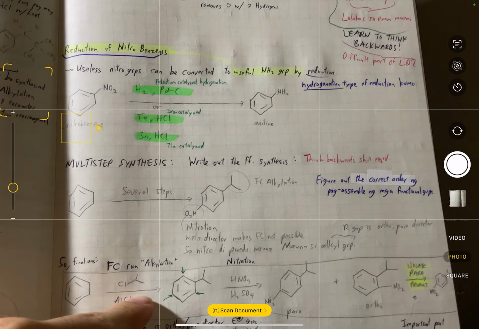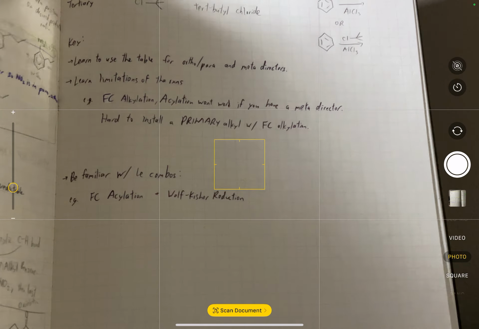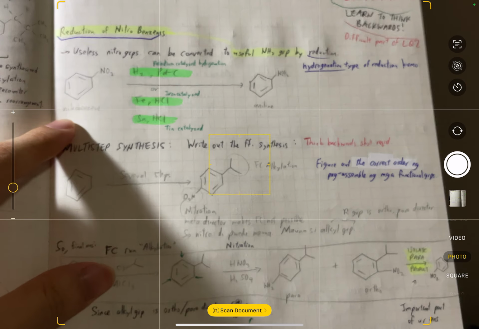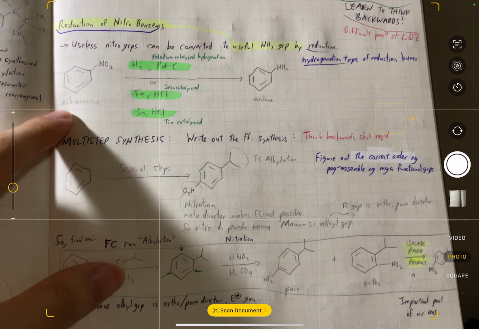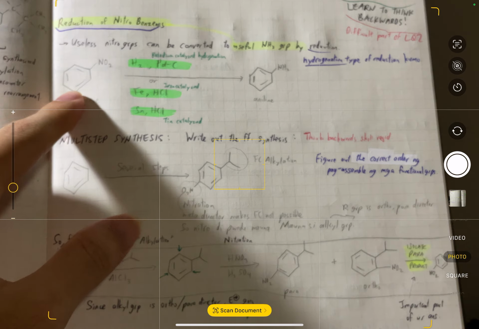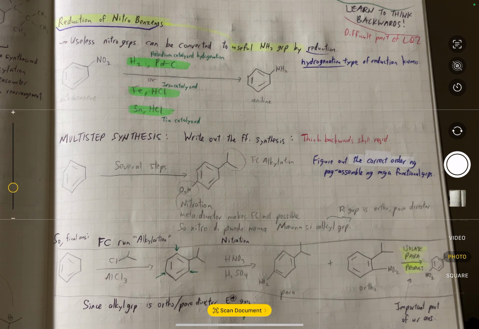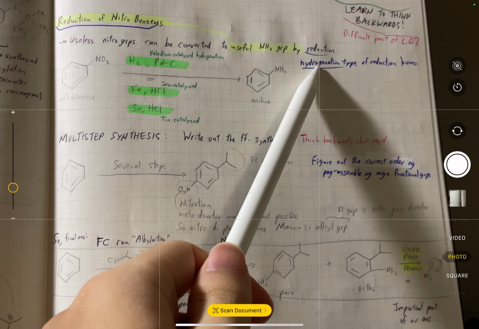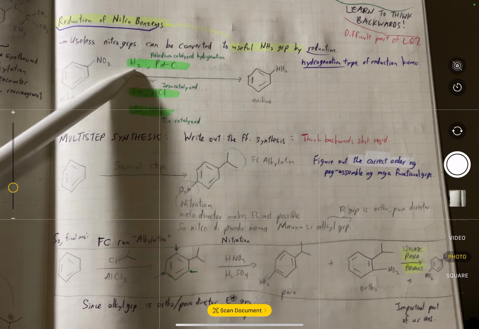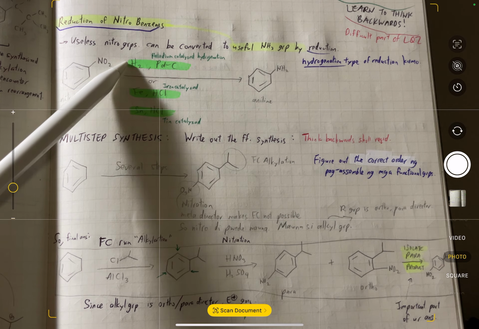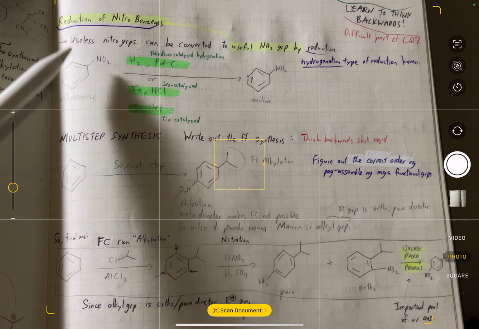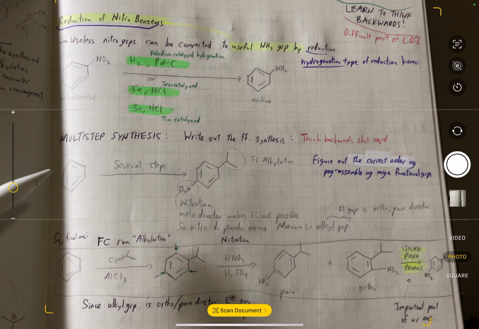For the reduction of nitrobenzenes, I think this is the last reaction. Yeah, this is the last. This is the one I was talking about. After you produce your nitrobenzene from nitration, it is said to be useless. You convert it into a useful NH2 group by reduction, more specifically a hydrogenation type of reduction. These are the catalysts: palladium catalyzed hydrogenation, iron catalyzed, tin catalyzed. Basically, you turn nitrobenzene into aniline.